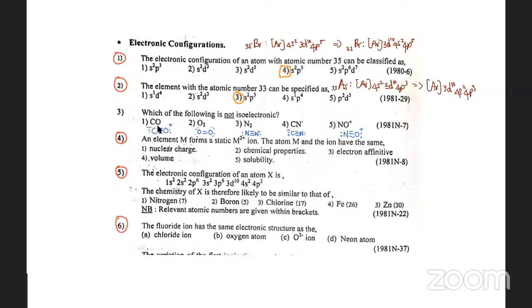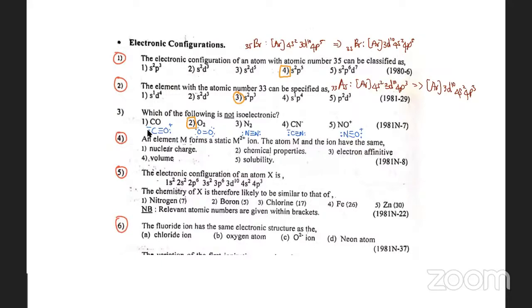1, 2, 3, 4, 5, 6, 7, 8, 9, 10. 1, 2, 3, 4, 5, 6, 7, 8, 9, 10, 11, 12. This one is not isoelectronic, no, people? The second one is not isoelectronic, no? O2, exactly, yes, good. But the problem is you need to know their structures, otherwise you can't draw them. O2 is not isoelectronic because it has how many electrons total? 12 electrons. The others have 10 electrons.